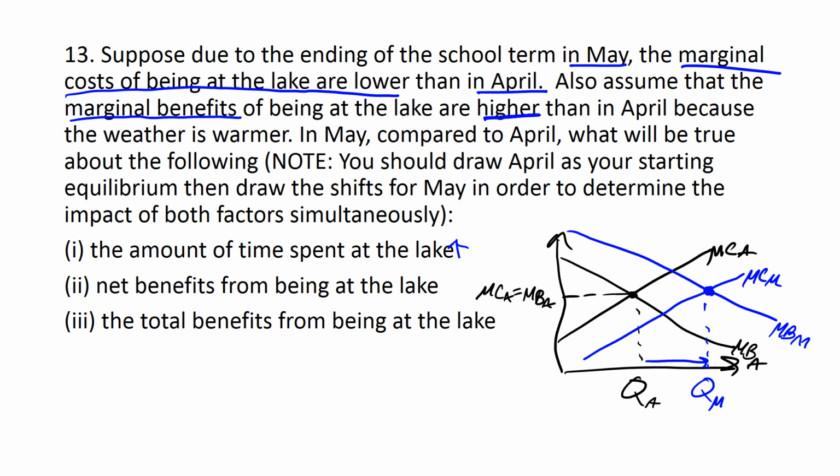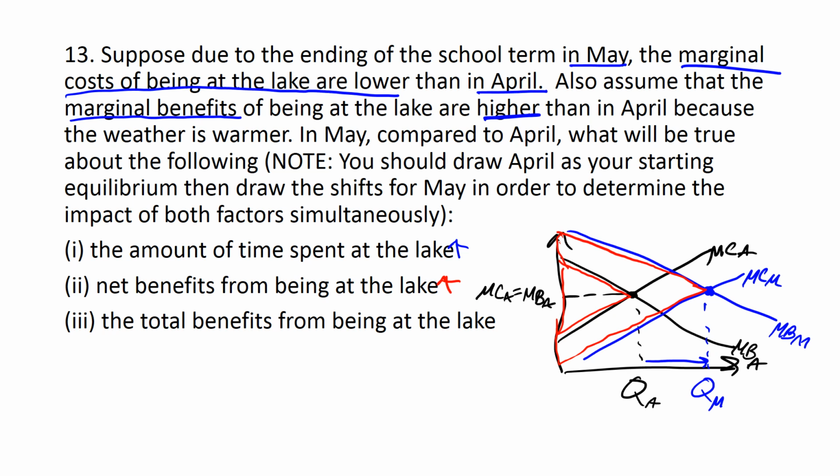The net benefits from being at the lake is the area between the two curves. So the original amount is that red triangle. The new amount follows the new marginal cost and benefit curves and is this bigger red triangle. So the net benefits have gone up as well.